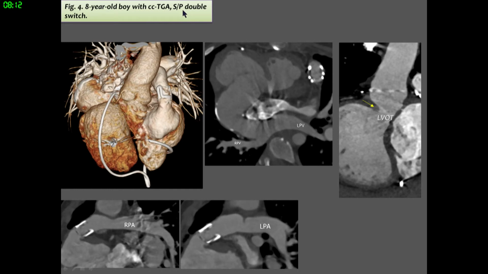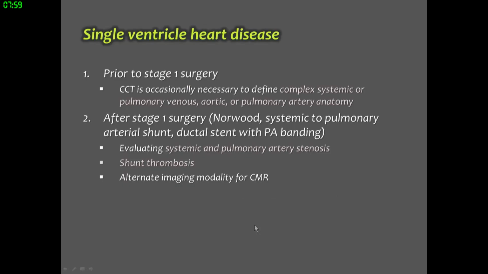This is an 8-year-old boy with CCTGA. He underwent double switch operation and cardiac pacemaker insertion for complete AV block. There is no intra-atrial obstruction in the systemic venous pathway. Mild LVOT, RVOT, and LPA stenosis are combined.